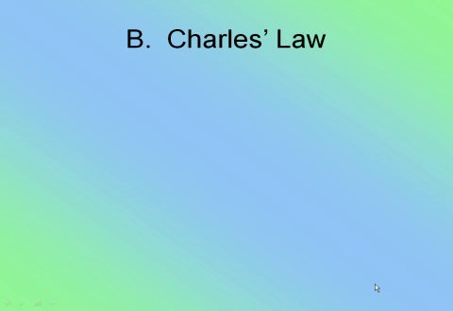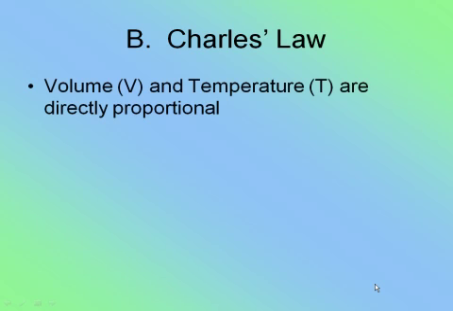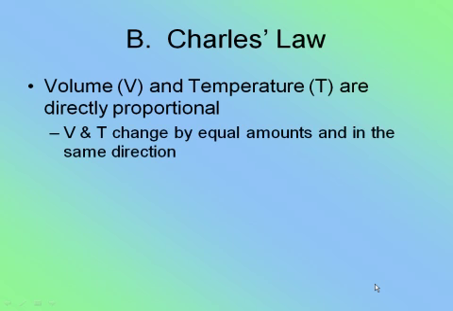Second gas law we're going to deal with is called Charles' law. And Charles' law says that the volume of any gas and the temperature of any gas are directly proportional to each other. Now, again, let's talk about proportionality. Proportional means that they are going to change, and they're going to change by equal amounts, and directly tells you that it's going to change in the same direction. So if volume goes up, temperature goes up, and it goes up by the same amount, doubles.